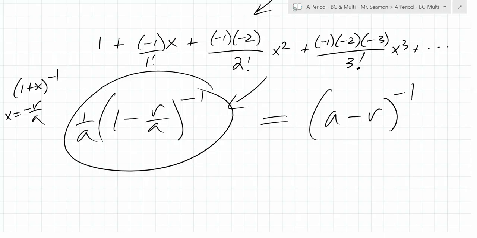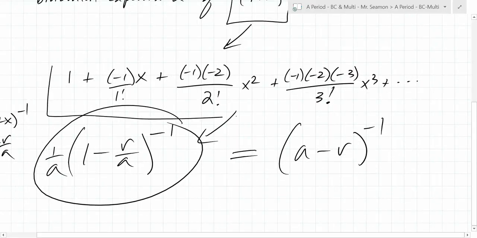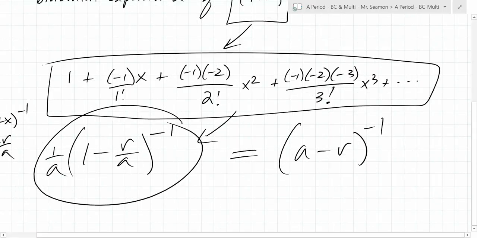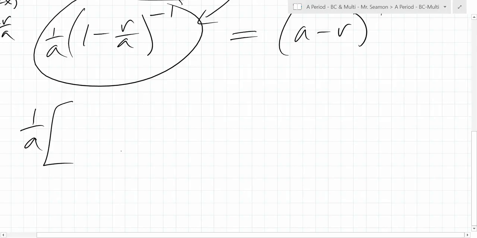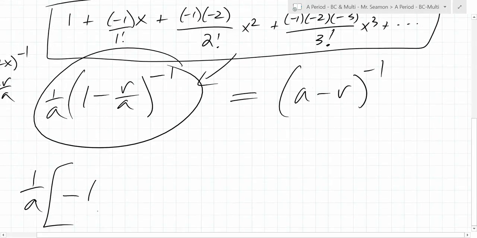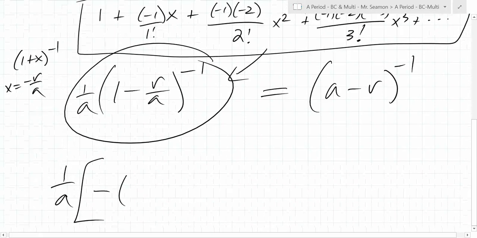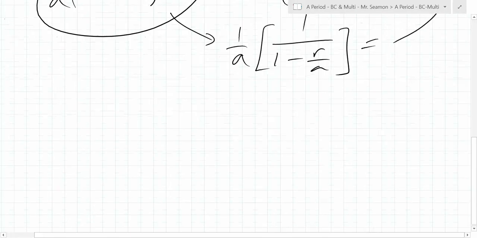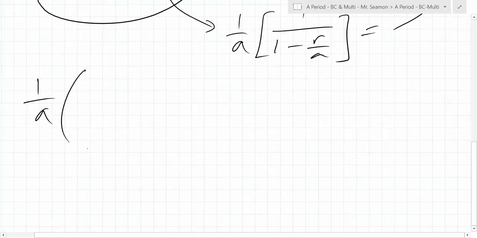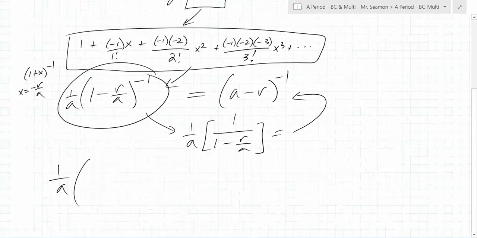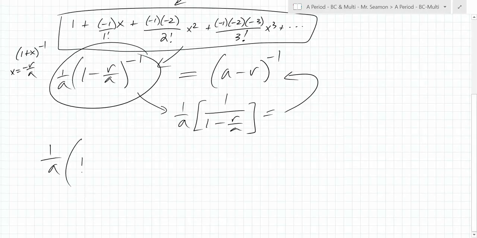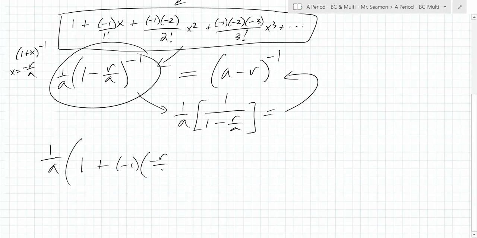Now, when we make this substitution, we're substituting into that known Taylor series. But what else do we have to put out over the front of this entire thing? Exactly. We have 1 over a floating outside of this substitution. Let me zoom out just a little bit so you can see it. You end up with 1 plus negative 1 times, instead of x, negative r over a.